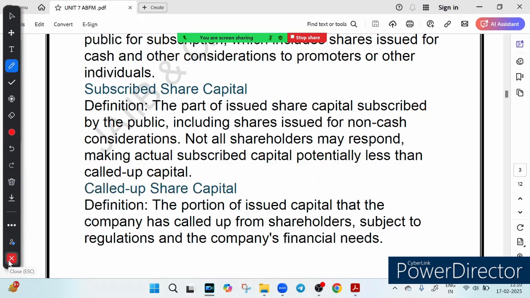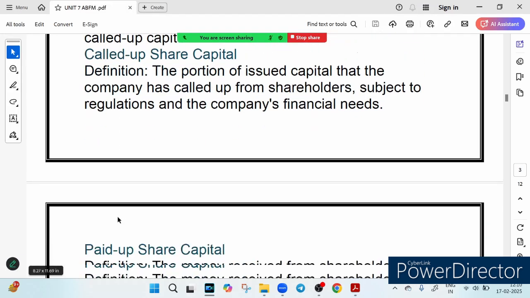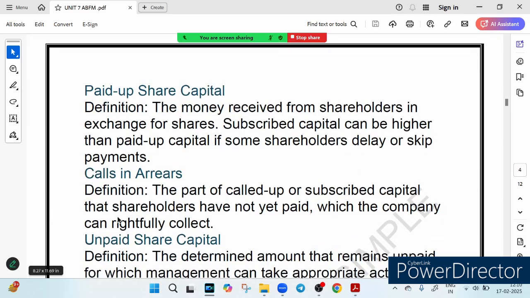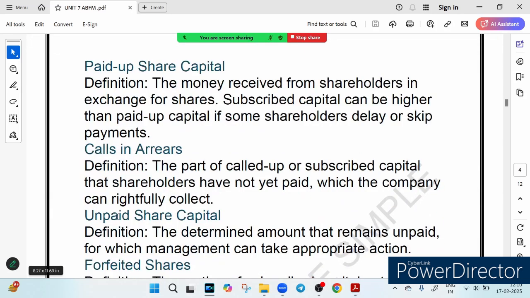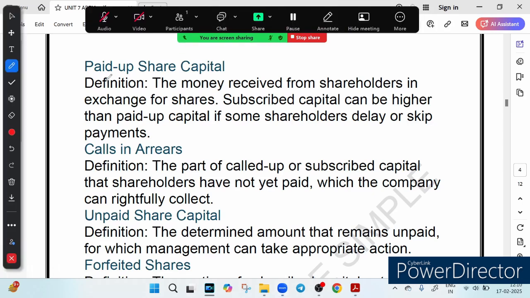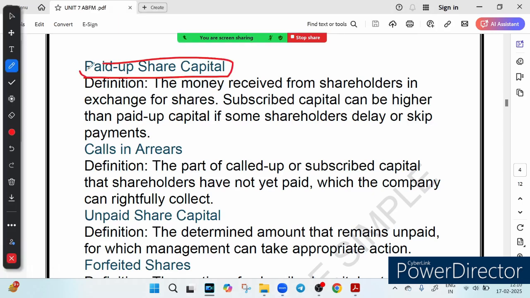Fine. Then the next point is paid up share capital. This is also part of share capital. What is the meaning of paid up share capital? Not all investors pay on time. The amount that shareholders have actually paid is called paid up share capital. Suppose you are paying EMI to the bank. Sometimes it happens that you default on an EMI and do not pay on time. Similarly, here a shareholder has to pay the call value, but is not able to pay, right? So the amount they have actually paid is called paid up share capital, right?